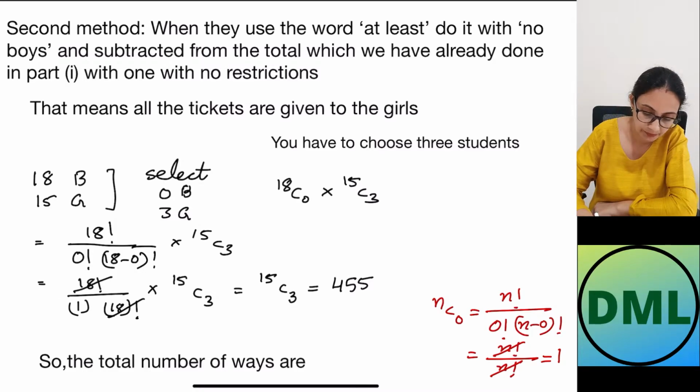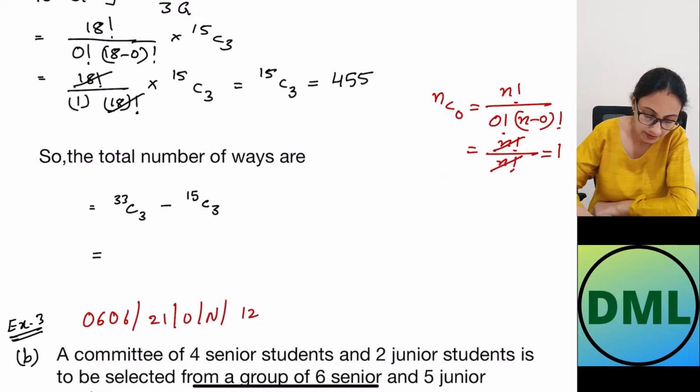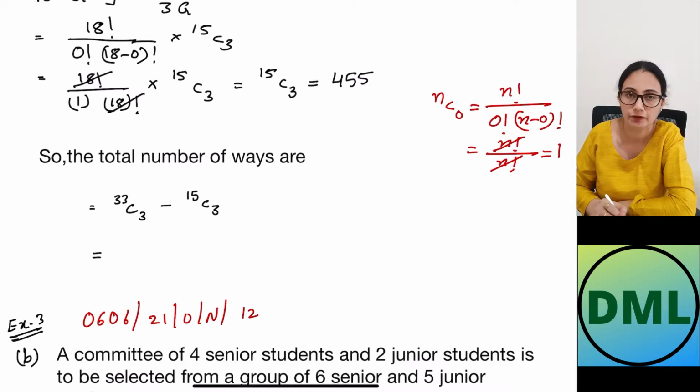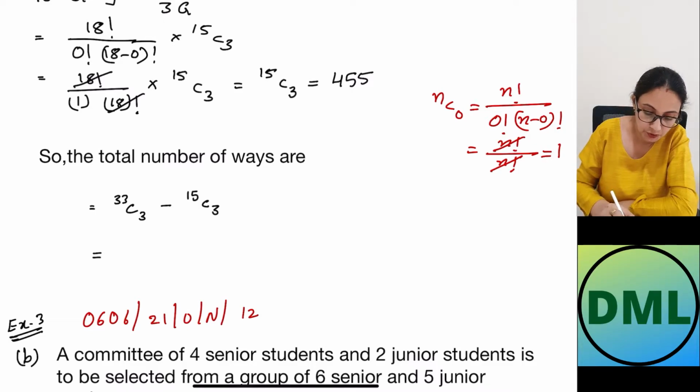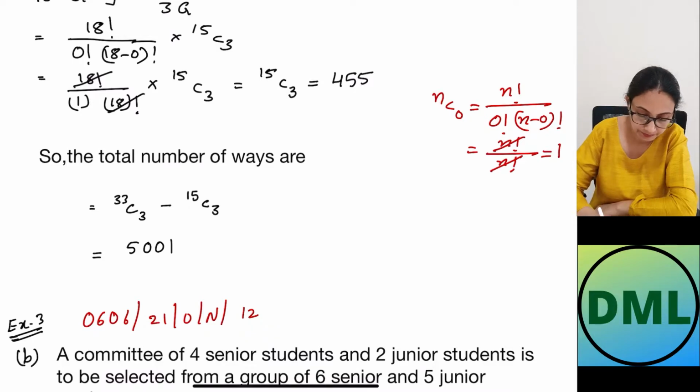So the total number of ways is given by 33C3 minus 15C3. I have to subtract it from the total. So if you solve it in the calculator, your answer will be 5001. Now let's see one more example.